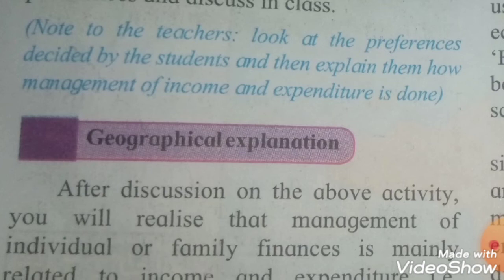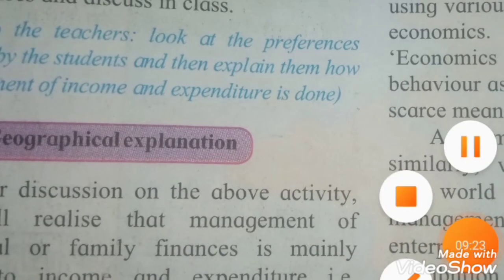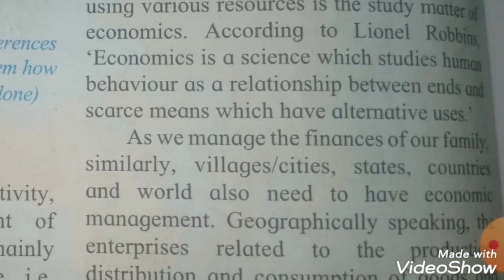This led to the birth of economics, Arthashastra. The word economics comes from the word oikonomia, and oikonomia means family management. So there is a lot of similarity between family management and economics, because family management depends totally on the economy or our income.